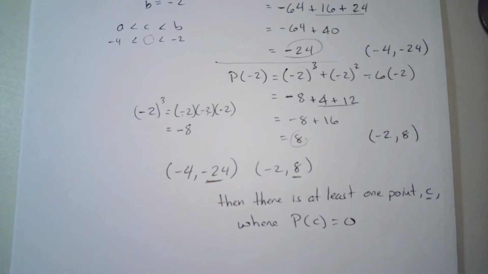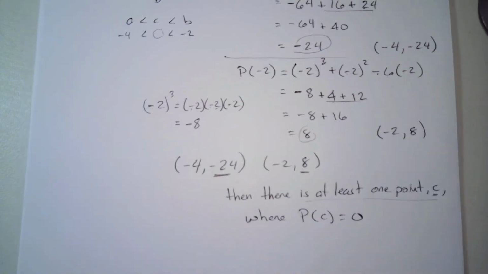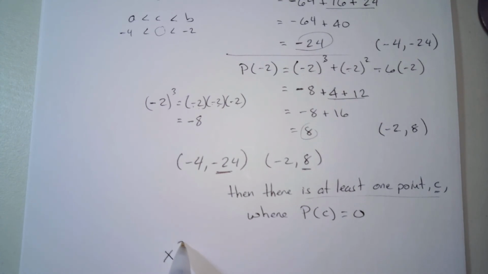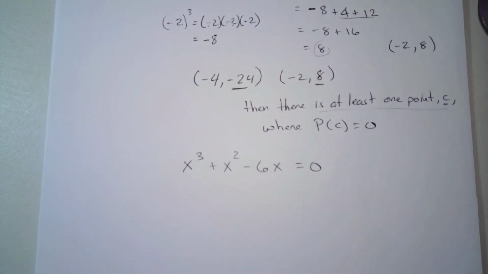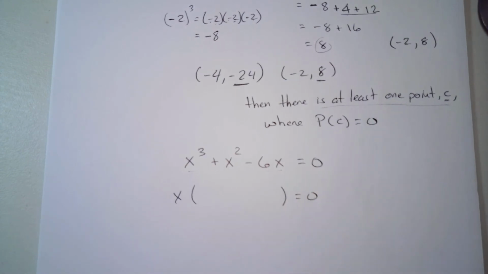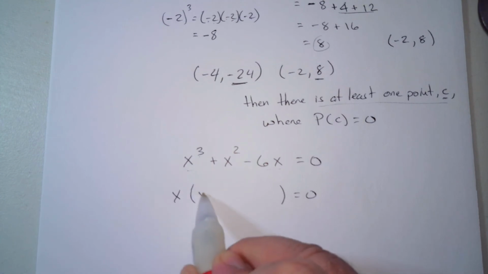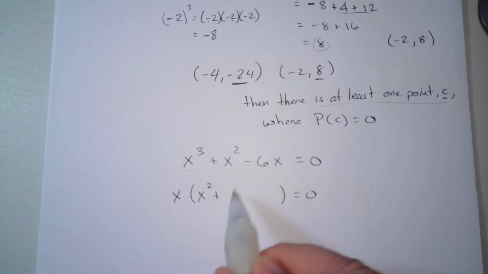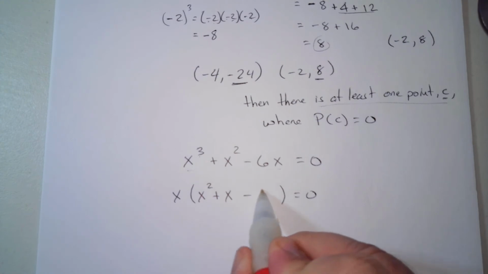Well, let's see if we can figure it out. We're saying there's at least 1 point. So we have x cubed plus x squared minus 6x equals 0. All of these have one thing in common. They all have an x in common. So I could take out 1x. If I take out 1x, this is x squared, and I only have 1x left, and it's minus 6.